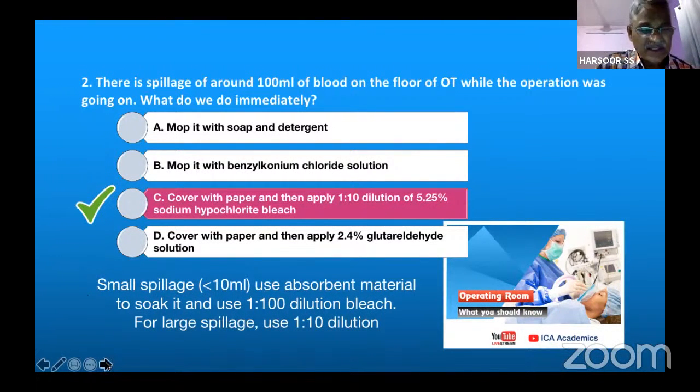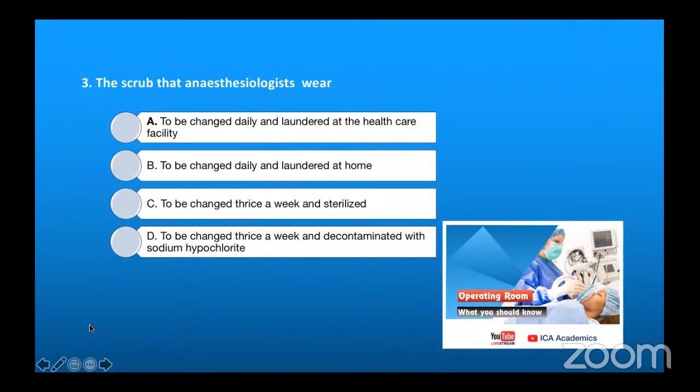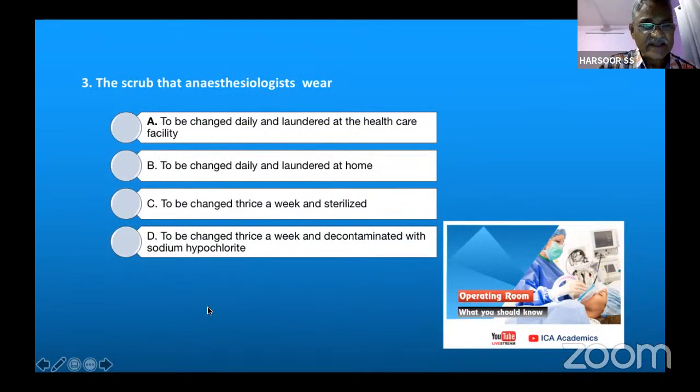Okay, the next question. The scrub that the anesthesiologist wears, the dress that he wears, should it be changed daily and laundered at the healthcare facility, or changed daily and laundered at home, or changed thrice a week and sterilized, or changed thrice a week and decontaminated with hypochlorite solution?